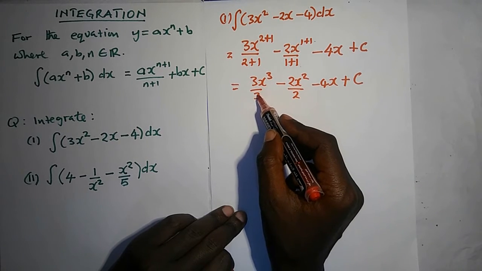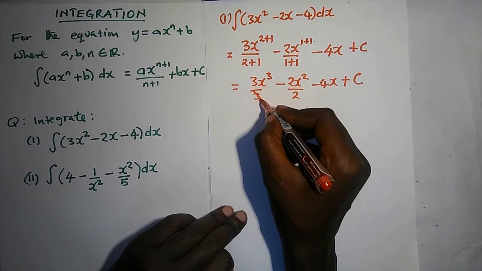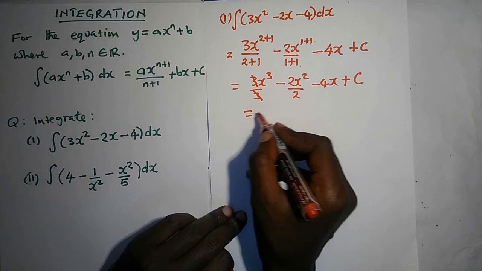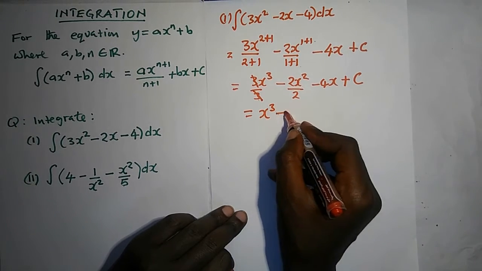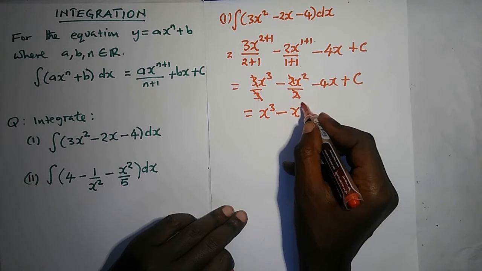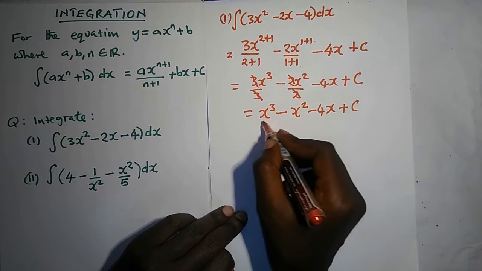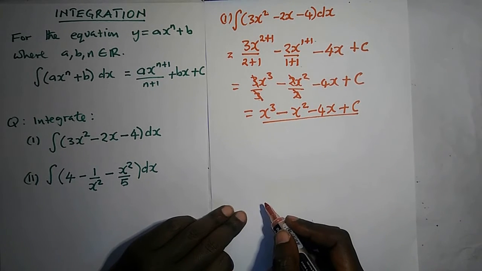And then you can cancel out now the denominator and this coefficient that we have. Don't cancel the denominator and the power. That is a wrong thing to do. So you are going to cancel this 3 and that one there. You end up with x to the power 3 minus, you cancel this 2 and that 2 there, you are going to have x squared minus 4x plus c. And this is your answer for the first question.